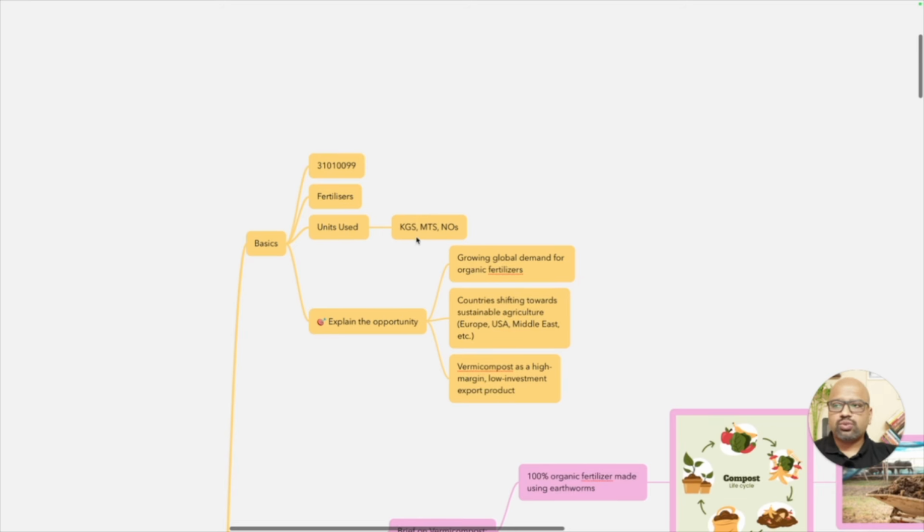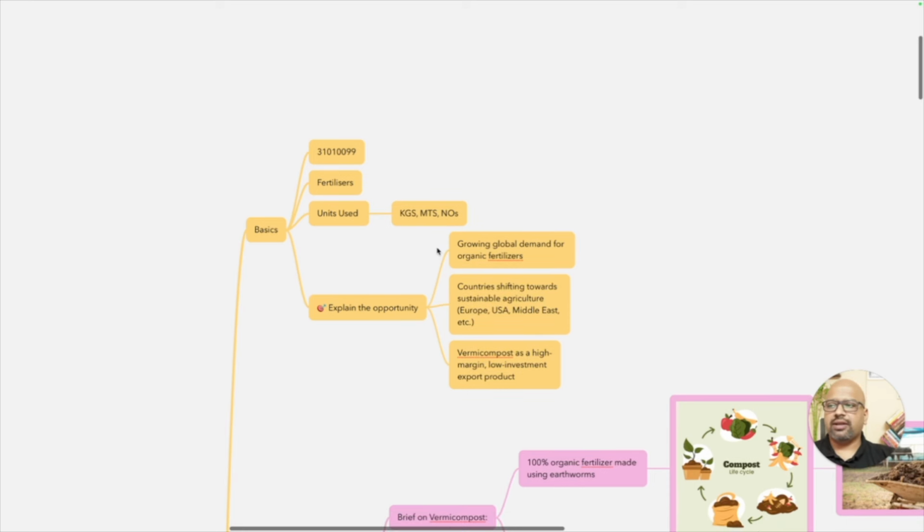The units we are going to use: normally we deal in kgs, metric tons and numbers, because when it comes to numbers, it's a number of bags, which we can say as 30 kg bags. In that case, we don't use kgs, we say it as 30 kg bags of compost, that is so many bags, so that we can use it in the invoices. Whatever unit you want to use, you can use it in that manner.